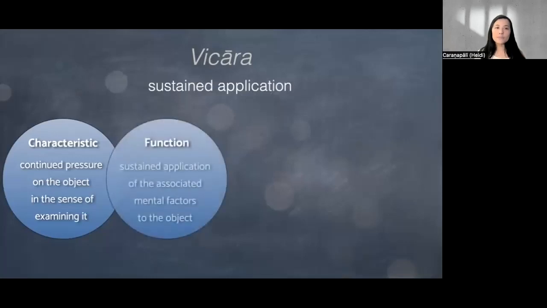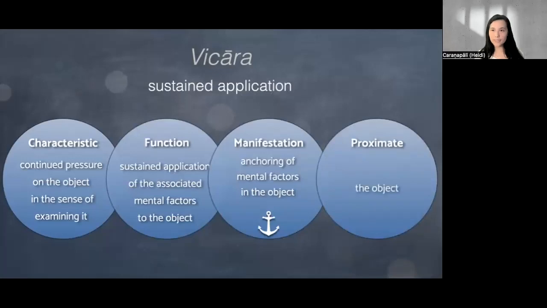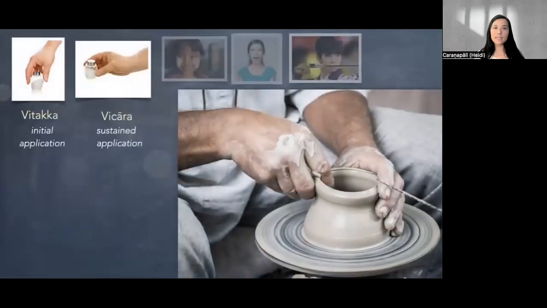Okay, now the function. The function is the sustained application of the associated mental factors to the object. So it holds, and then it also encourages all the other mental factors to do the same, to stay with the mental object. And its manifestation is the anchoring of all the mental factors in the object. And its proximate cause is the object itself. Okay, now remember that Vitakka and Vicara, although they are different mental factors, arise together at the same time.